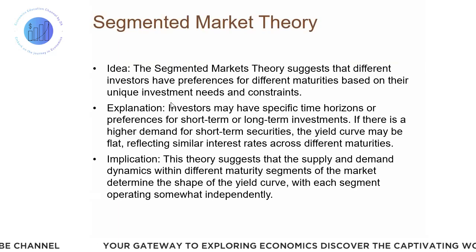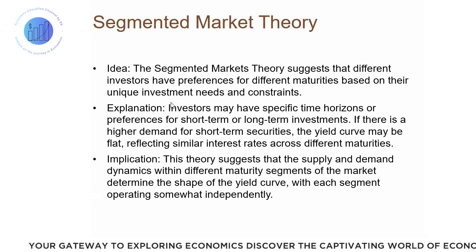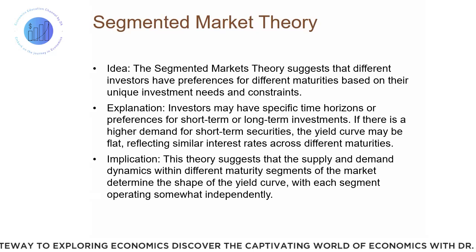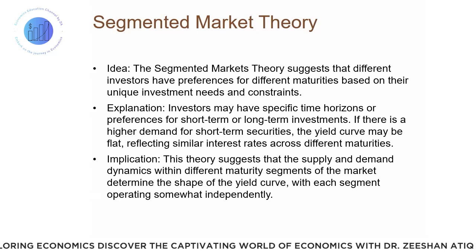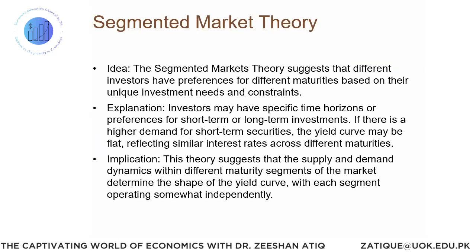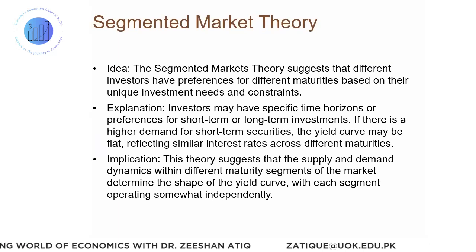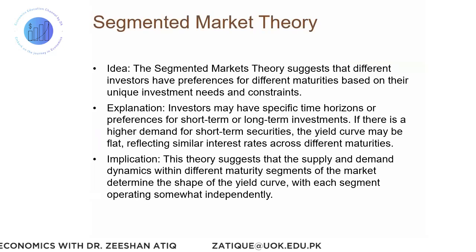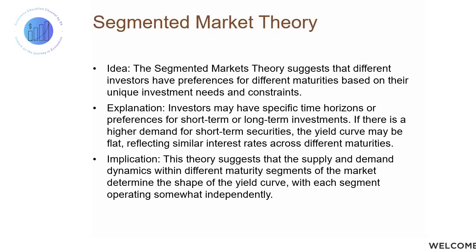Okay. So another theory that we use in financial markets to explain the shape of the yield curve is called the segmented market theory. This segmented market theory suggests that different investors have preferences for different maturities based on unique investment needs and constraints. As I was telling you, when you make market segmentations, you divide people into very different kinds of groups. The idea is that you are having people of different kinds in different markets.